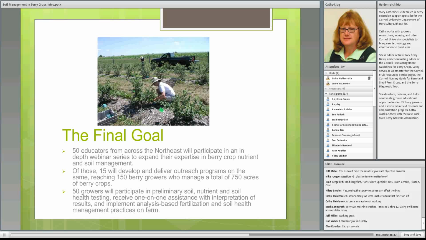So our final goal then is to have 50 educators participate in the training to expand their expertise, and of those, 15 will develop and deliver some sort of outreach program on the same to 150 berry growers who manage approximately 750 acres of berry crops. And then we're hoping that 50 of those growers will participate in preliminary soil and nutrient and/or soil health testing, and then receive one-on-one assistance with the interpretation of the results, and then implement that on farm.